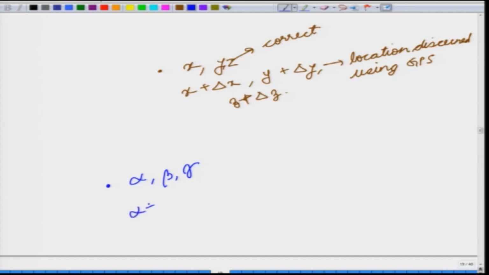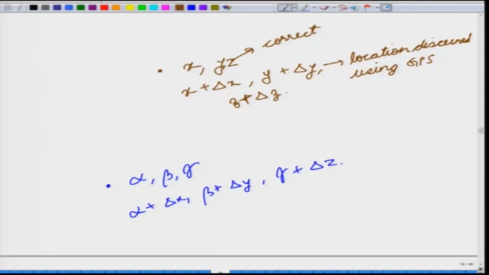So, here you have alpha plus delta x, beta plus delta y and gamma plus delta z, because you are having certain errors which are common in both of these locations. But then if you want to find out the relative position of your brown object from this ground control point. So, this is something that we call a ground control point.